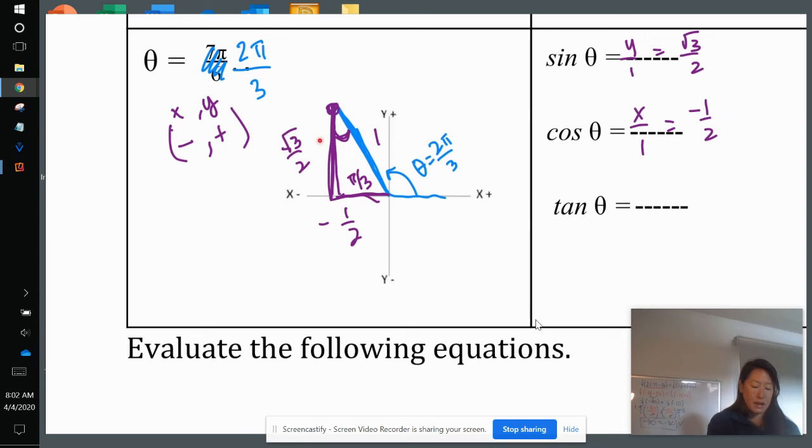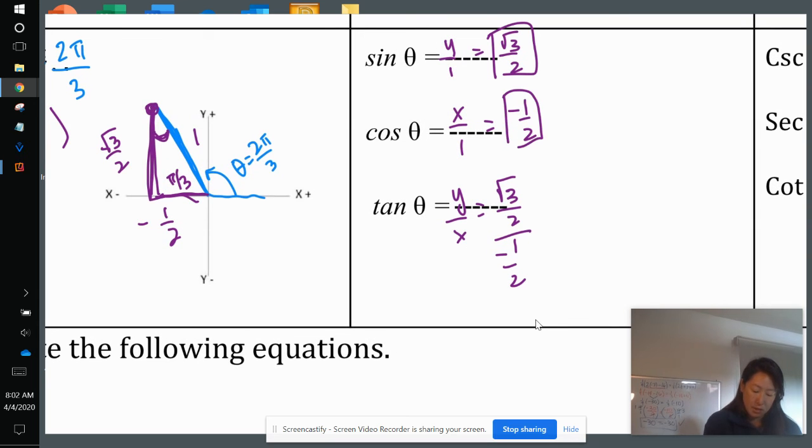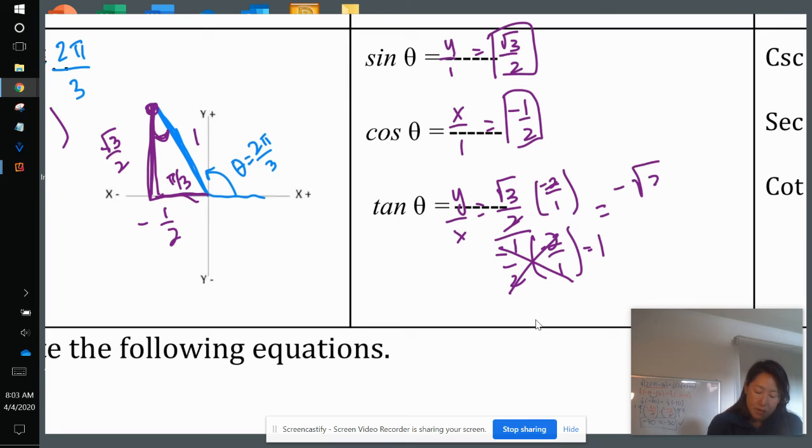Tangent is the y length over the x length. It's the slope of the triangle, really. So root 3 over 2 over negative 1/2. I'm going to say these are the answers. Multiply by the reciprocal, 2 over 1, the reciprocal of the denominator, because I want to make this denominator 1. So this is negative root 3.